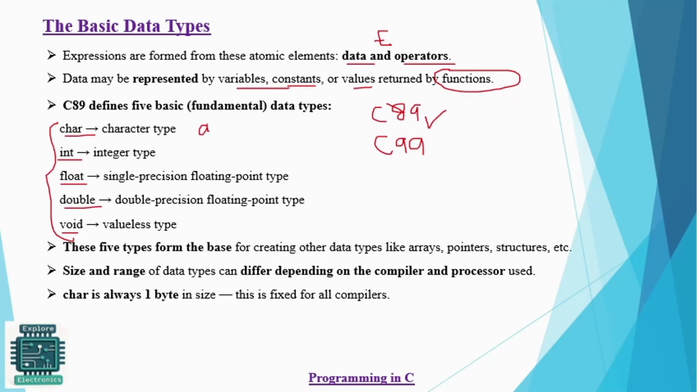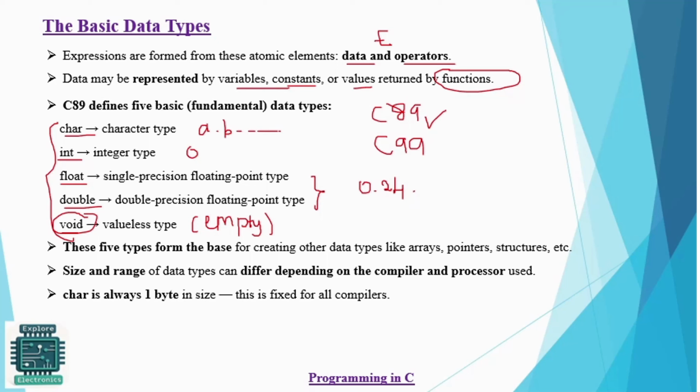Character type is nothing but A, B, C, like this. Integer type includes both negative and positive numbers, including 0 too. And float and double, both are the same. They include decimal point values, for example, 0.24, like this. But the difference between these two is the size. Each one has a different size. And void, that is the valueless type. We can say this is empty. It doesn't store any values or return any values. It is nothing but void.